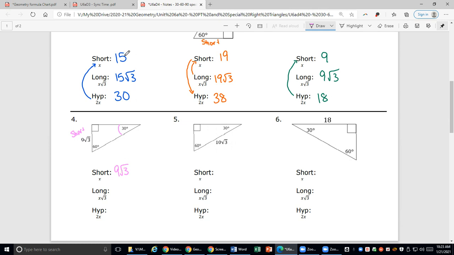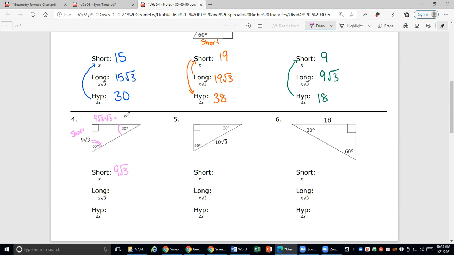But then we looked at this next example and we said, well, what happens when my short leg, that normally was 15, 19, and 9, what happens when all of a sudden it has a square root of 3 on it? I'm supposed to put a square root of 3 on it when it gets to the long leg. So for my long leg, the one across from the 60, over here, I'm supposed to take that short leg, 9 square root of 3, and multiply it by a square root of 3.